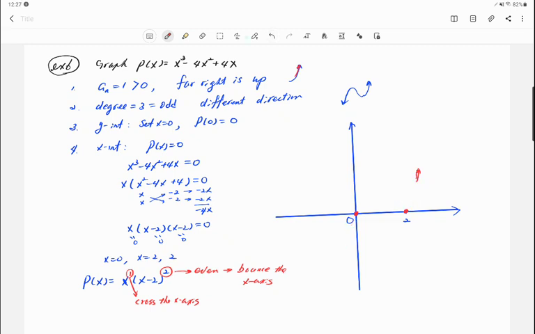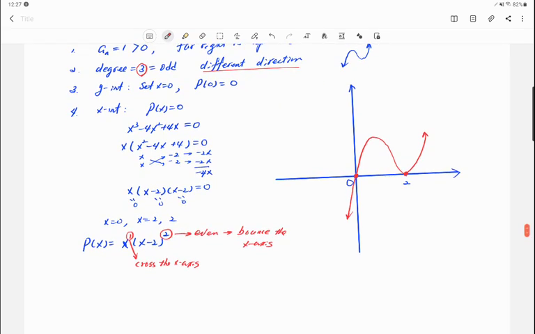Let me try it again. The right end is up, so the graph goes up, and then at x equals 2, bounce it and change the direction. I'm not drawing well. Then cross this point. Since the degree is 3, which is odd, the direction is different: the right hand and the left hand are different.